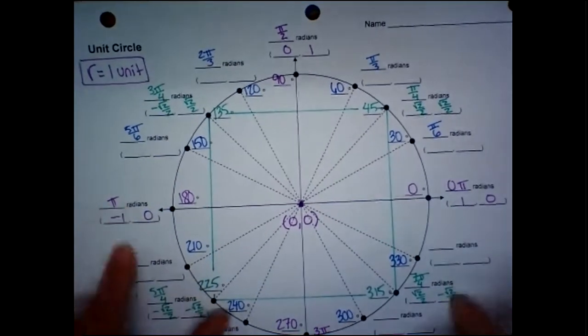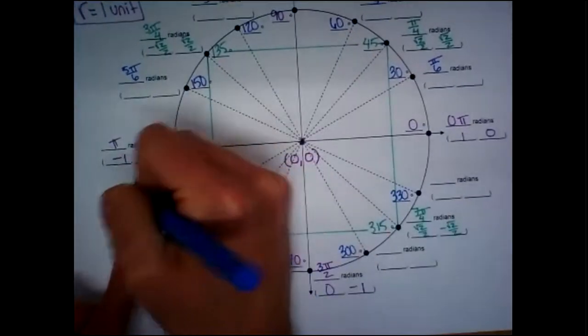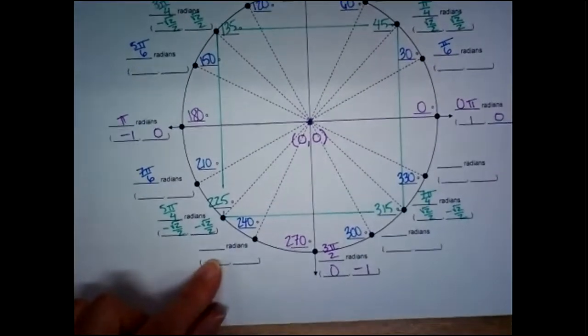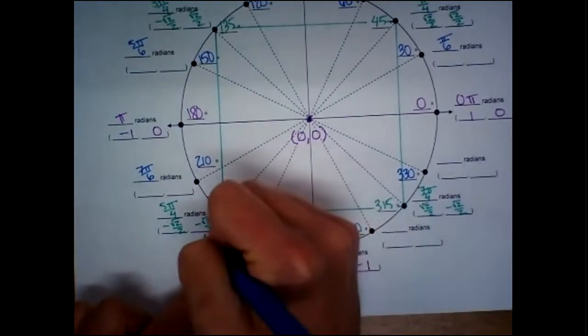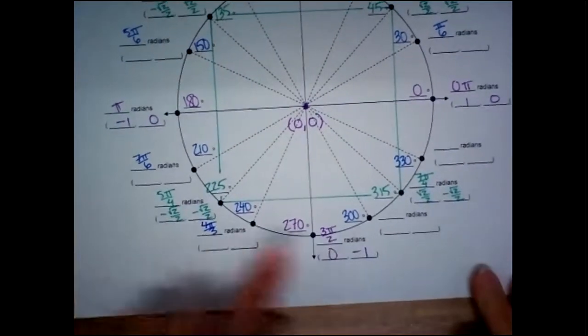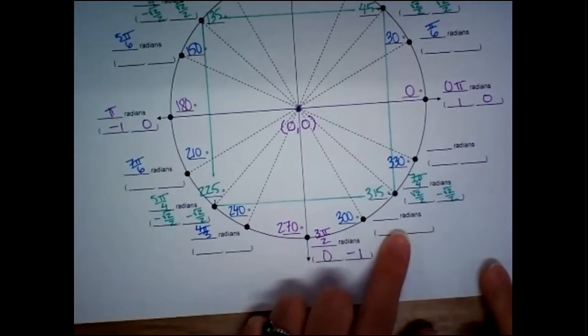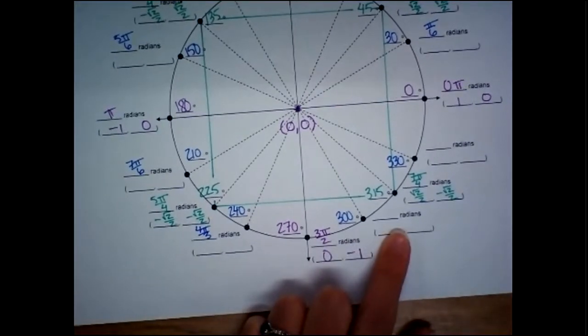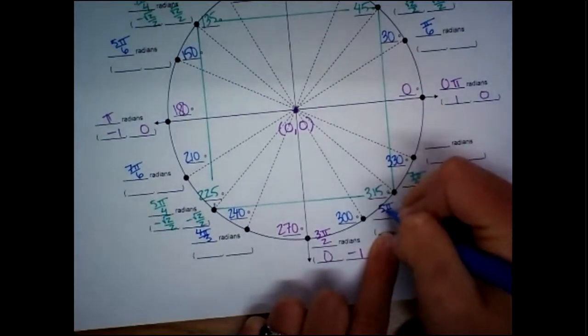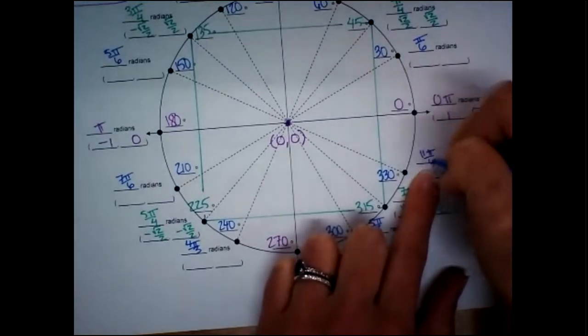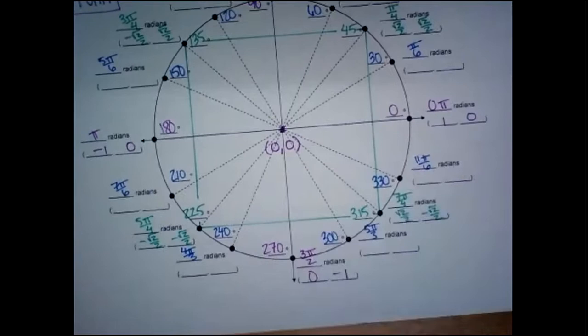5/6. And then what is 6/6? 1 whole pi. Good. What's the next one? 7/6. What's the next one? 8/6. That would be 4/3. 9/6 is 3/2. The next one's 10/6. 5/3. Good. It's just fractions. The next one's 11/6. And then 12/6 would be what? 2 pi the whole way around. Cool?